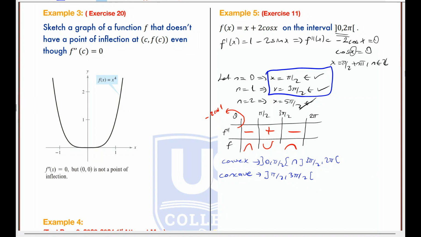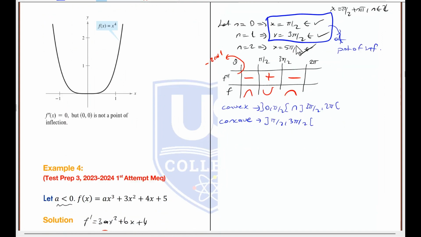Okay, about points of inflection. At those two values we have points of inflection. I'm not going to find the points. You can find the points by inserting these two values back into the original function.